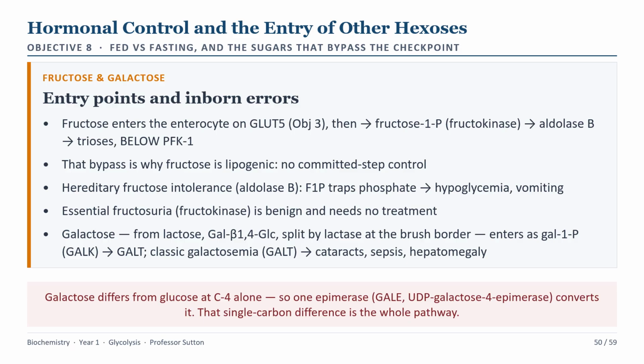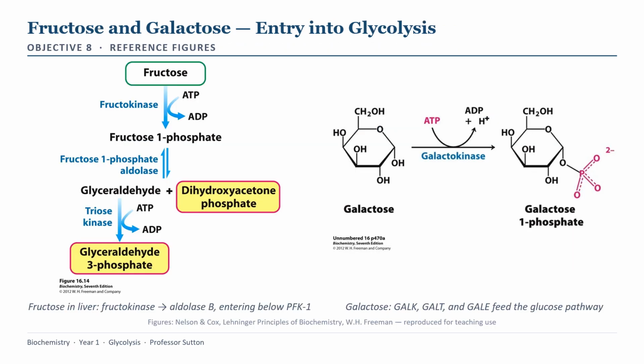A lab point that links these 2 disorders: galactose, fructose, and lactose are all reducing sugars. So all 4 conditions can give a positive urine reducing substance test, while the glucose-specific dipstick, which uses glucose oxidase, stays negative. A positive reducing substance with a negative glucose dipstick in an infant should direct you to these pathways. Okay, the left figure explains why fructose is lipogenic.